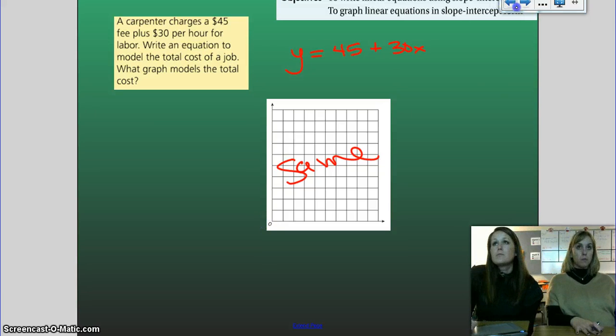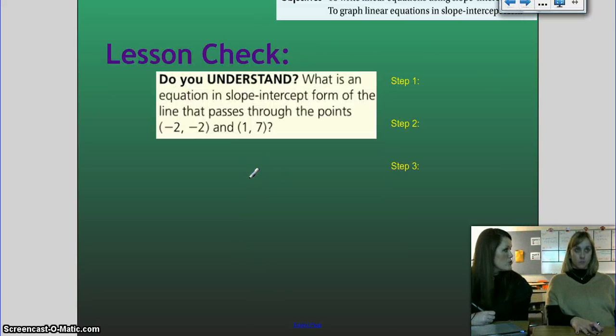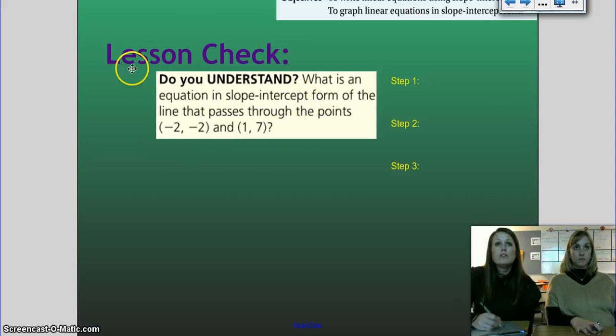Okay. So here's your lesson check. Step 1, step 2, step 3. Solving using that slope formula.